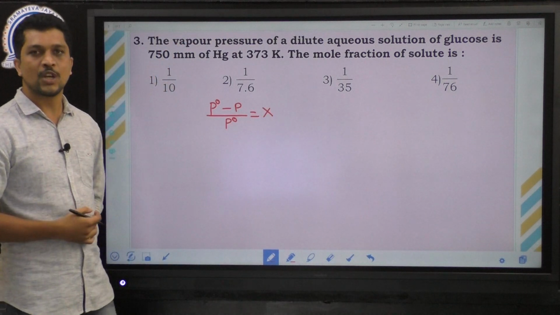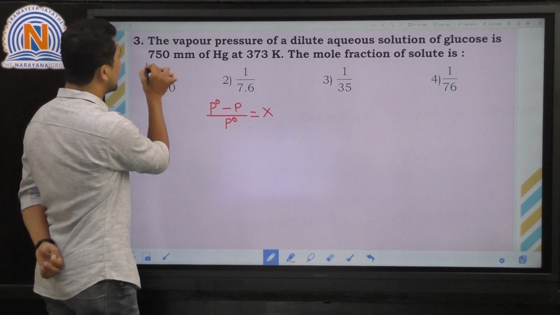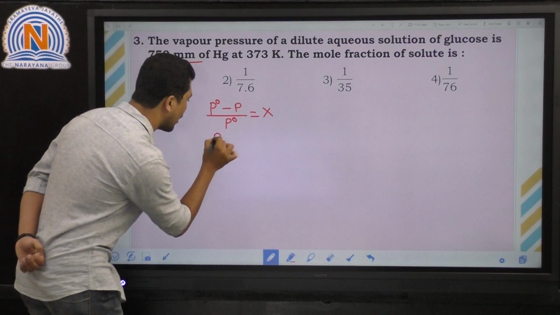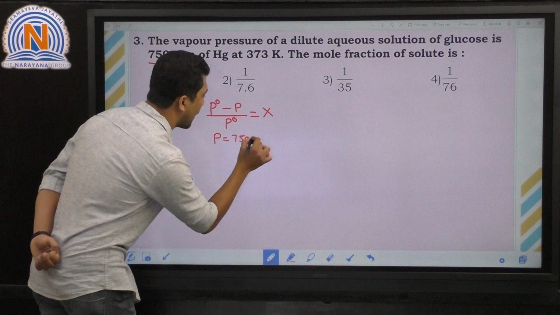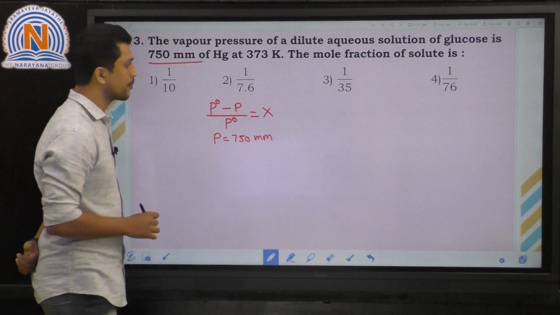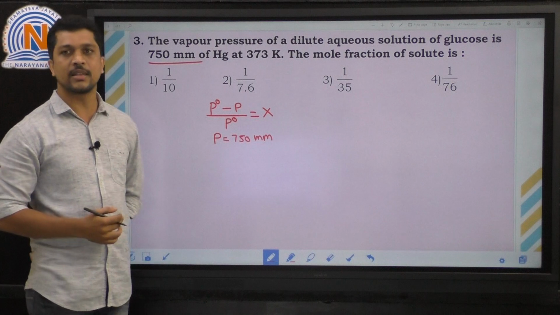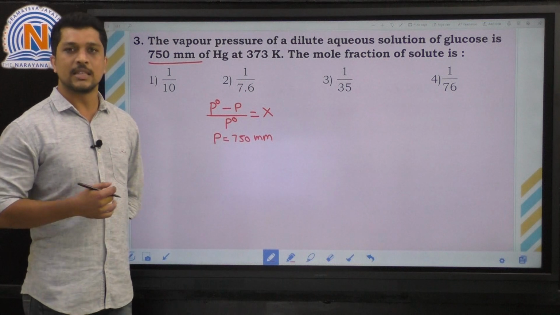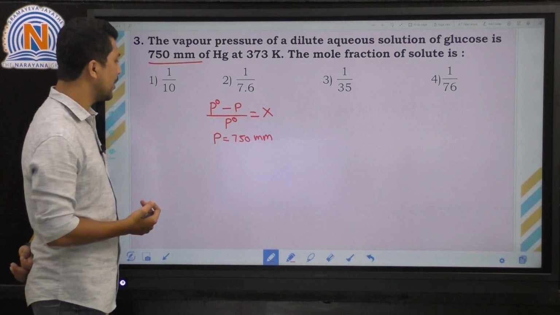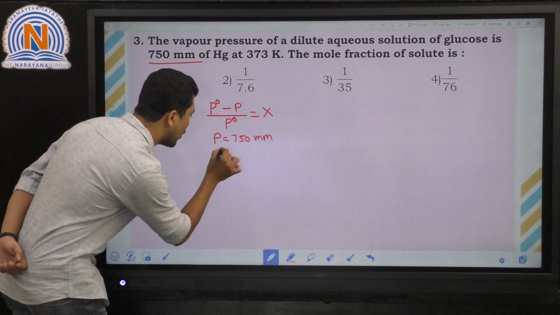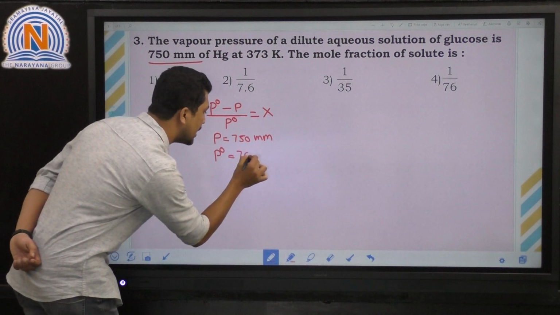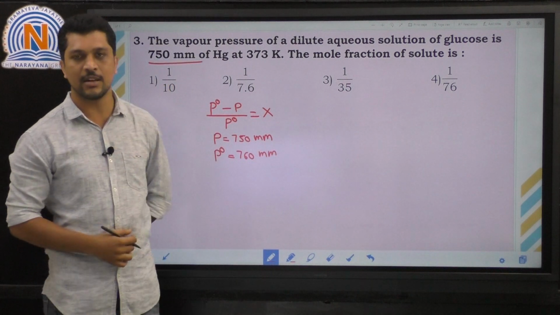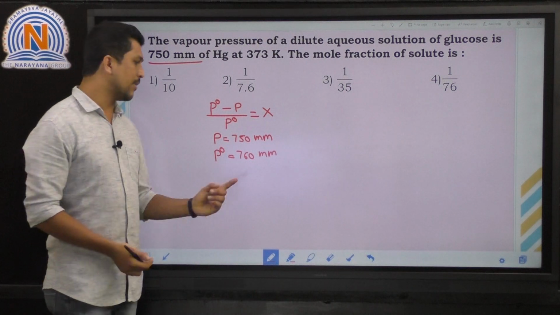So they have given the solution vapor pressure, that is 750 millimeters. So P equal to 750 millimeters. And we know that at 373 Kelvin or 100 degrees centigrade, the water vapor pressure is 760 millimeters. So that is P0, the pure solvent vapor pressure, 760 millimeters.